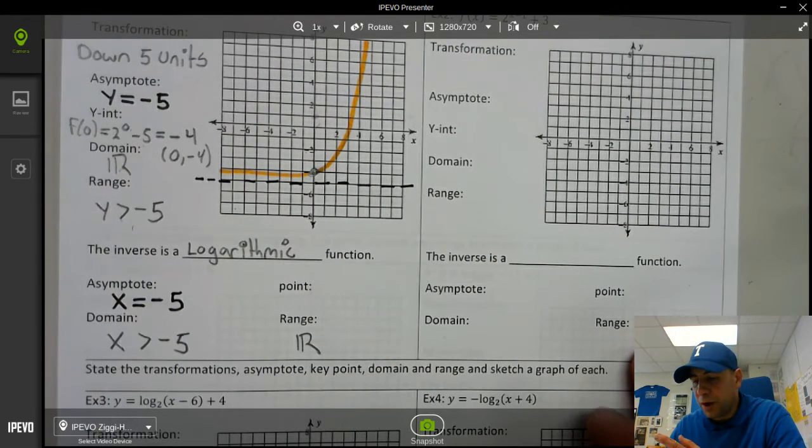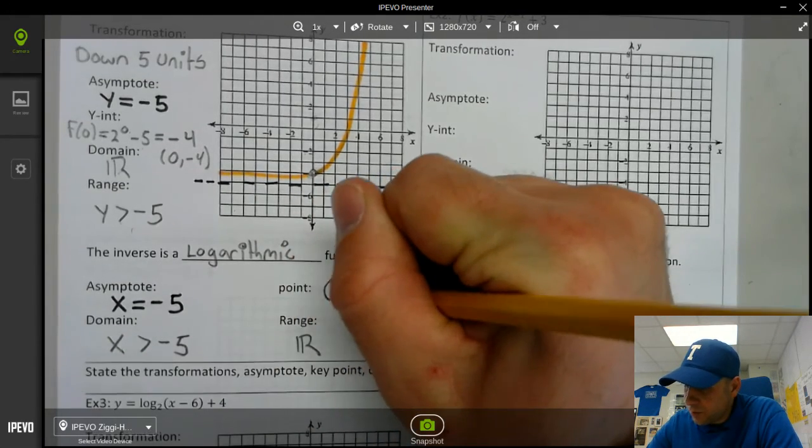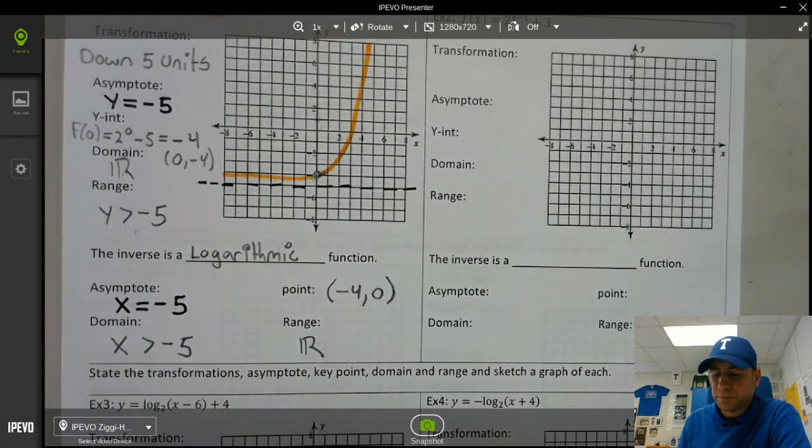And we know the x and y switch. So if we take a point, we'll switch x and y. So if we take the point 0, negative 4, it becomes negative 4, 0. All right, so pause for a few seconds to update example 1.